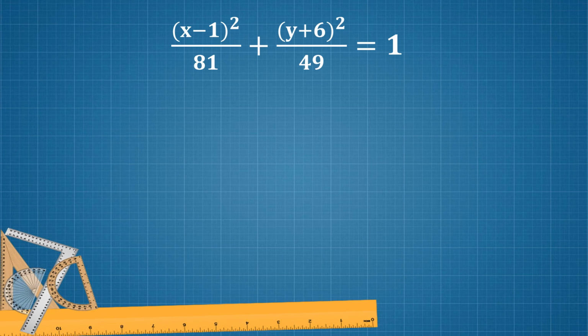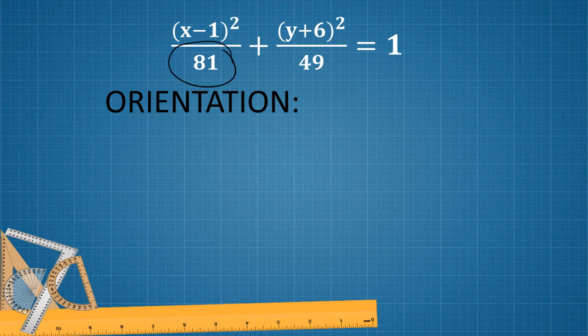After determining the standard form or transforming that into the standard form of the equation of an ellipse, again, we're going to identify the orientation. Again, to find the orientation, we're going to take a look at the denominator. The denominators are 81 and 49. As you can see, the greater denominator is 81 and it is below the variable x. Therefore, the orientation is horizontal.